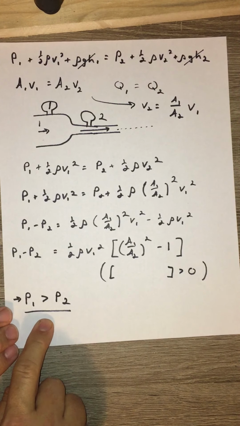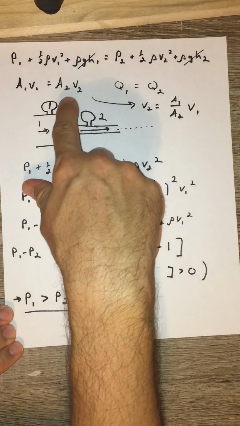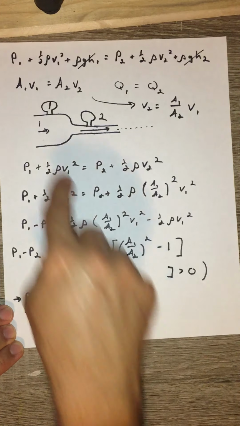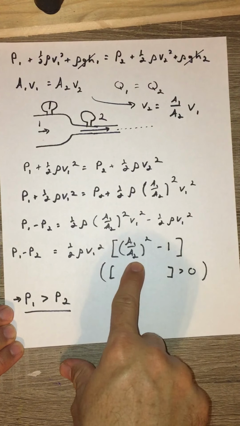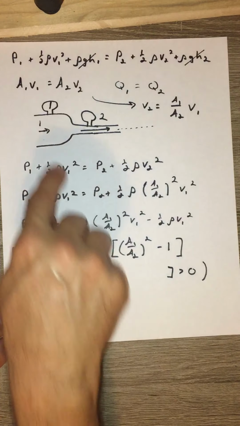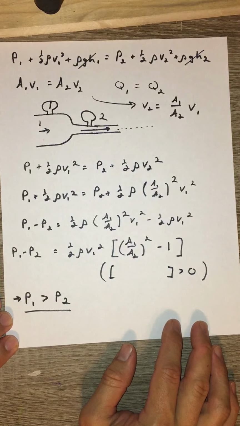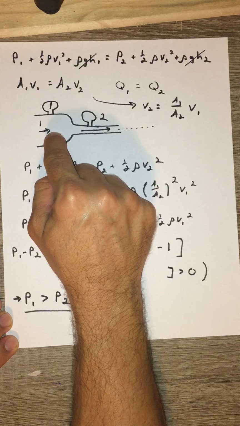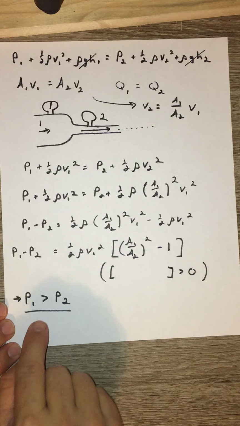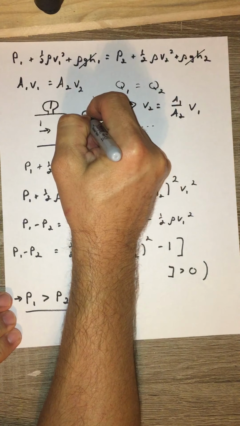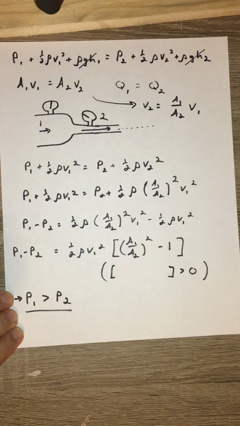Notice, this actually comes directly from the continuity equation, just solving for the relationship between V1 and V2 in terms of the areas and plugging that in here. So this is not something that only happens in this particular drawing. This is a general result. Of course, if I'm going the other way, I will find a different result. But this is a general result. So what happens here is that the pressure goes down as I move into section 2.